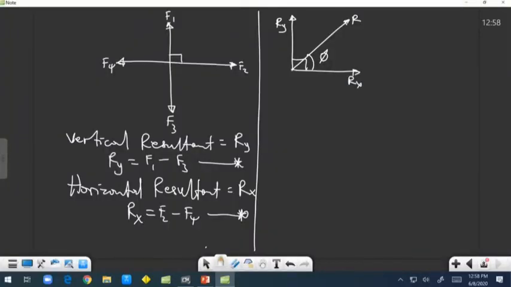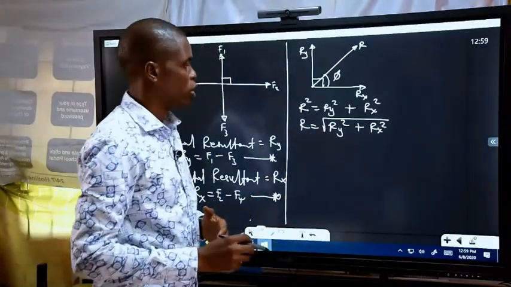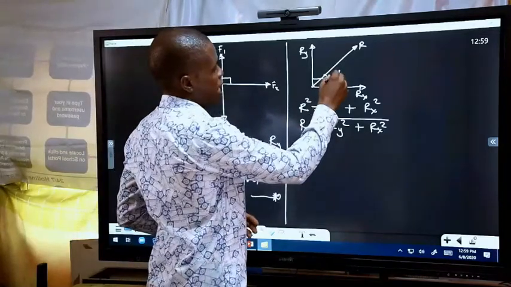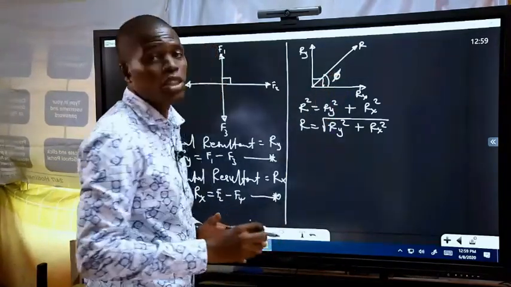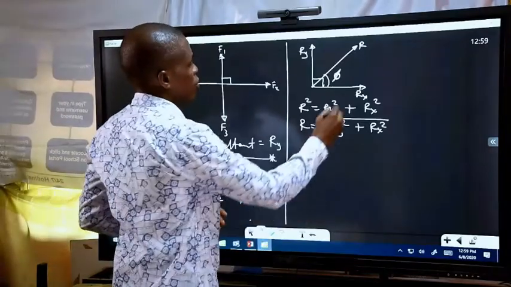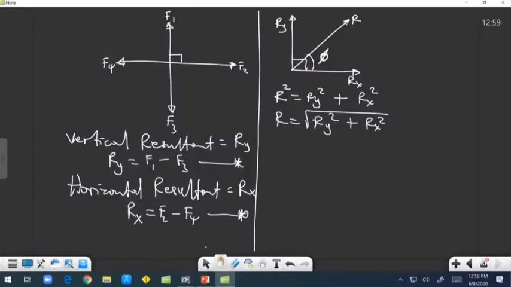If you find the resultant using Pythagoras theorem, we say that R squared equals Ry squared plus Rx squared. So R equals the square root of Ry squared plus Rx squared. So that is for the resultant. And the angle phi, which is this angle, the angle the resultant makes with the horizontal component, is given as tan of angle phi equal to this side, which is Ry, that is opposite over adjacent.